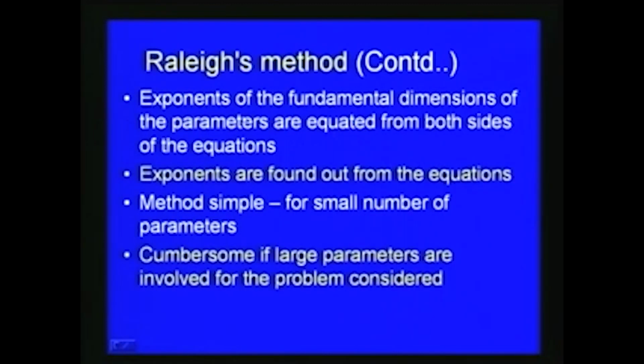So, for a typical equation, we find these unknown exponents by equating, with respect to dimensions, both sides of the equation to get the unknown parameters. The exponents are found from the equations, and you can see the method is much simpler when a small number of parameters is involved. If a large number of parameters is involved in a particular problem, the method is much more cumbersome, since it cannot deal with a large number of parameters.